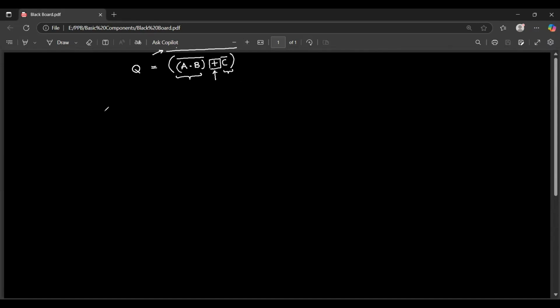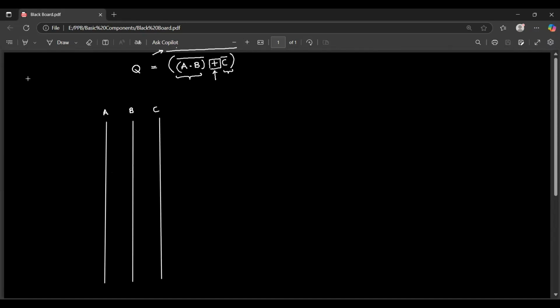So let's do that. First of all, we need the signal lines for A, B, and C. So let's draw that first. This is A, this is B, and this is C. A and B are passing through a NAND gate first, so let's take A and B and pass them through a NAND gate. And that is done. Now we have to pass C through a NOT gate. So let's pass C through a NOT gate. Perfect.